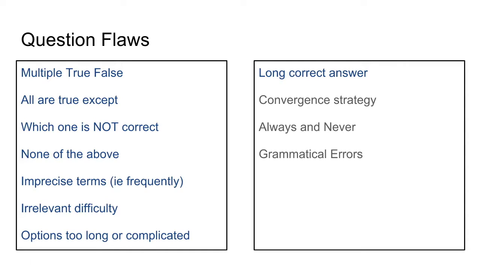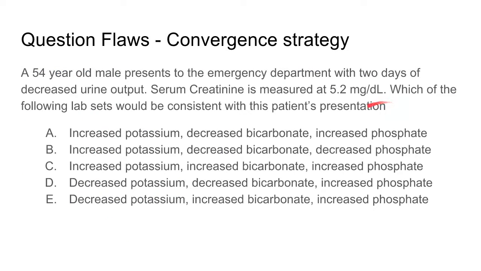The next strategy students use that you want to avoid is the convergence strategy. So we'll go over this. It's talking about a 54-year-old male who goes to the ED. He also has an AKI, except a little bit worse, almost renal failure, depending. Which of the following lab sets would be consistent with the patient's presentation? These are questions where you have to know 3 things and figure it out. The strategy for this type of question, which is why you want to avoid it, is that you look for the one that matches everything.